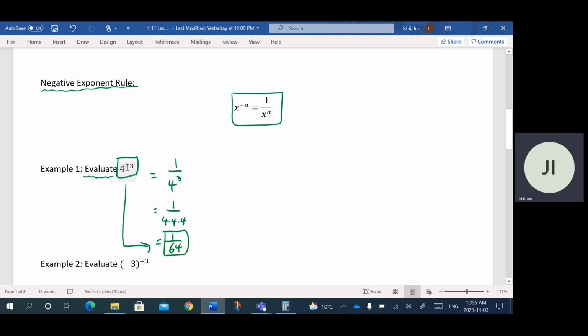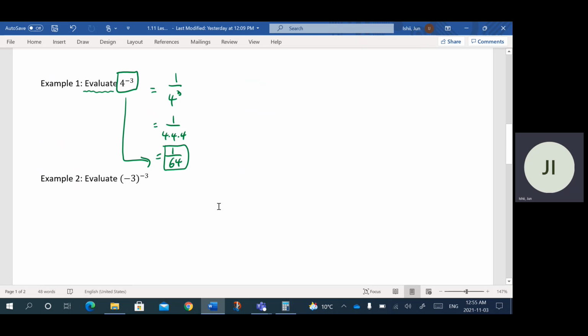It stays positive. All right. So don't be thrown off by the negative exponent, thinking that the actual number becomes negative. It's actually positive because the base here, 4, is positive. Okay. All right. So let's try another one.